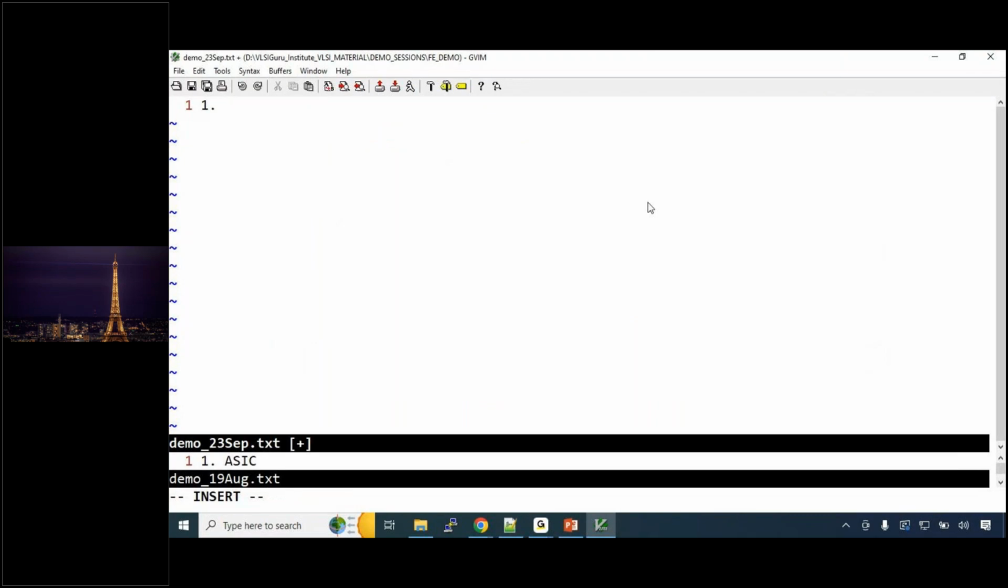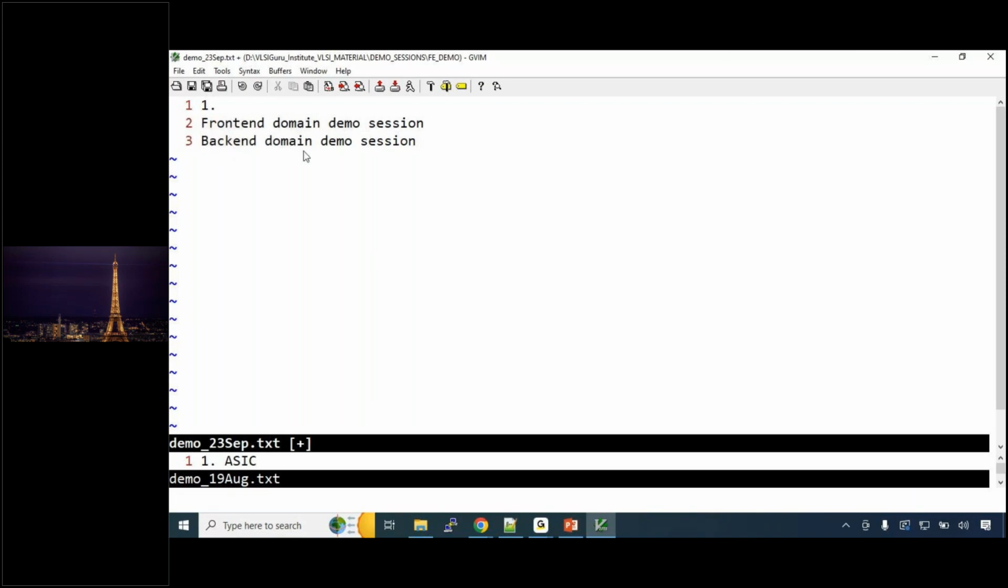One is the front end domain demo session, one is the back end domain demo session. So whatever training falls into front end domain, we merge into this one. Whatever falls into back end domain, we merge into this one.